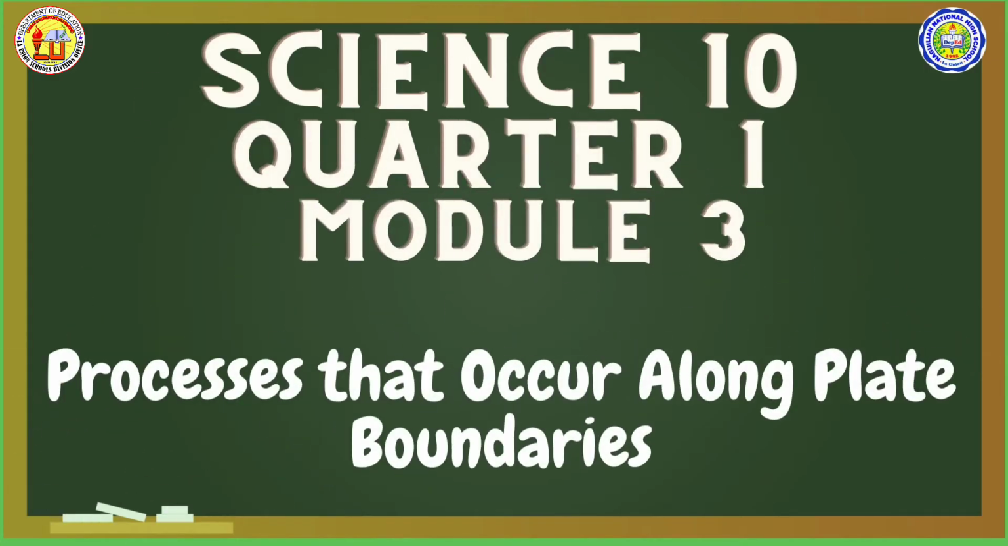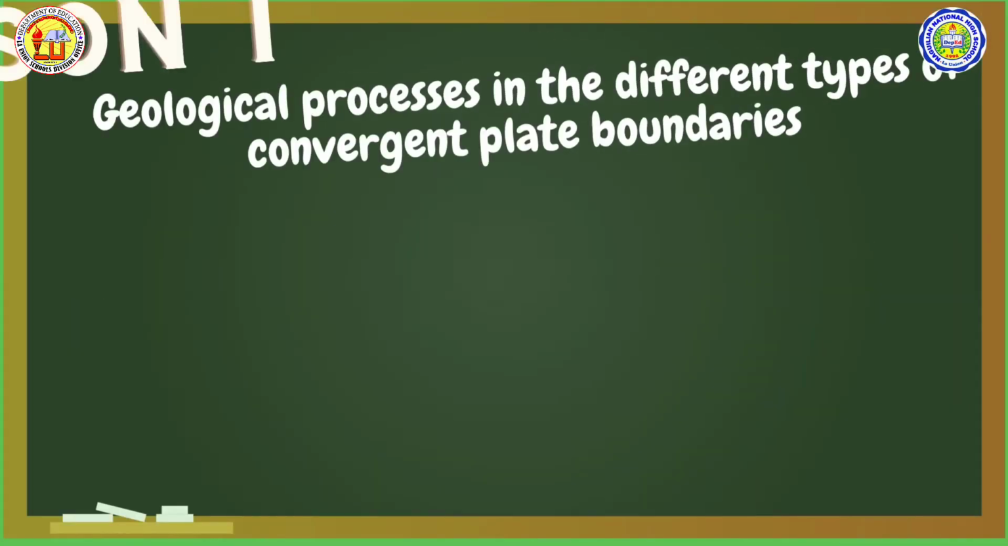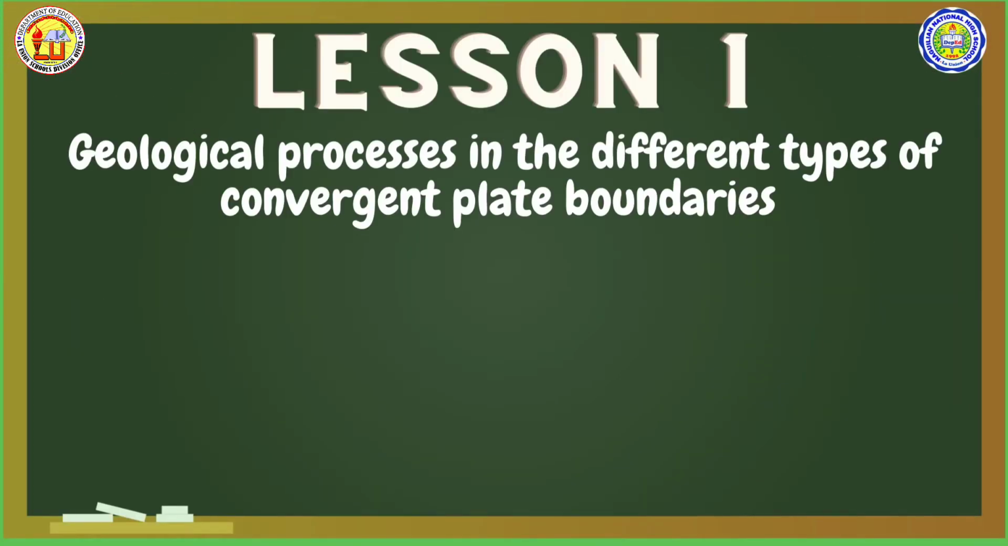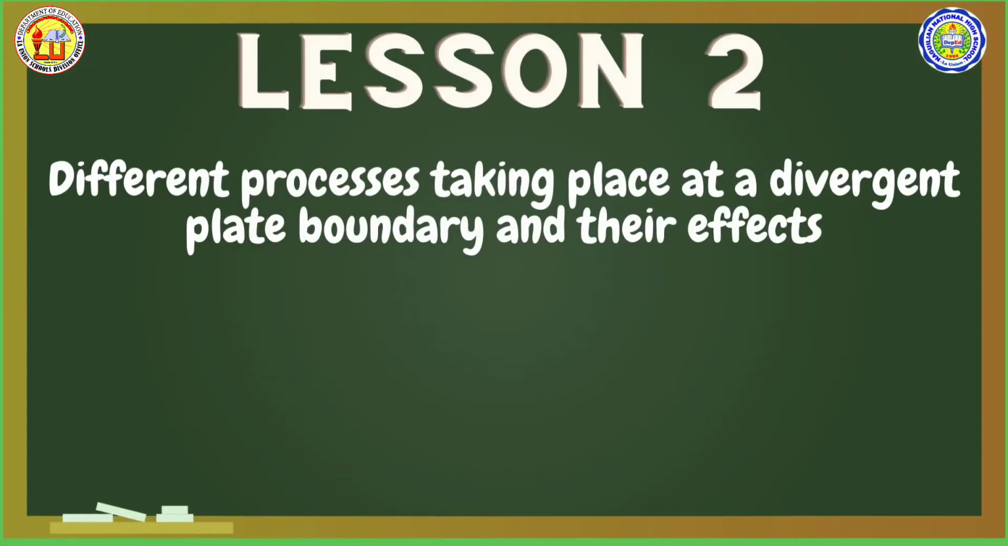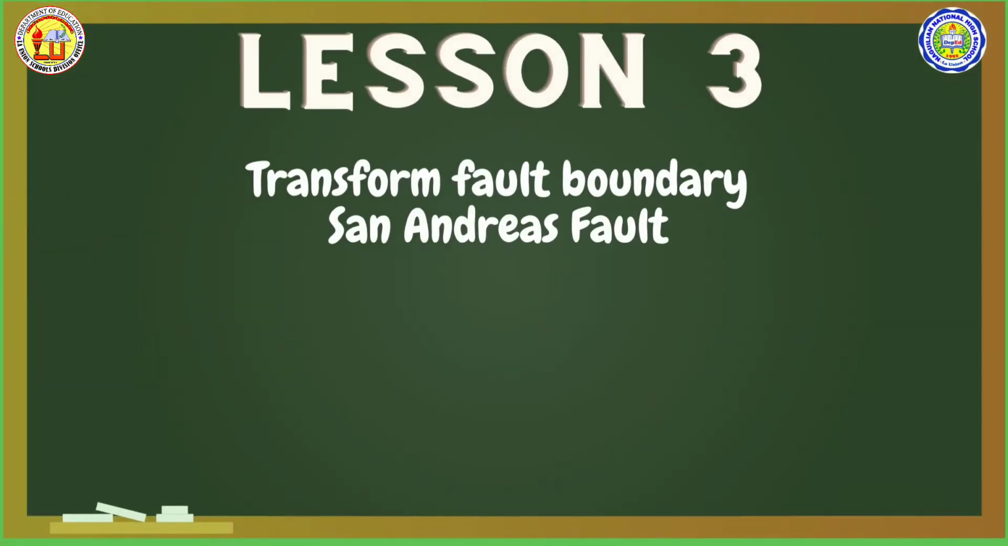So we are now on Quarter 1, Module 3, Processes that occur along plate boundaries. For Lesson 1, Geological processes in the different types of convergent plate boundaries. For Lesson 2, different processes taking place at a divergent plate boundary and their effects. And for Lesson 3, we have the transform fault boundary and San Andreas fault.